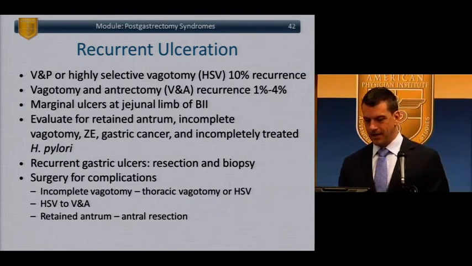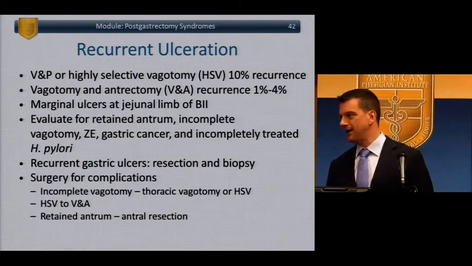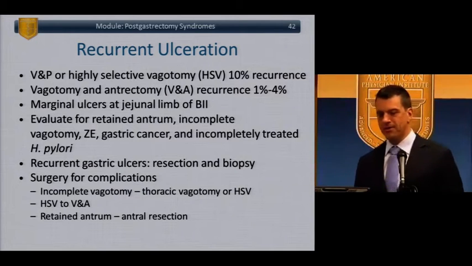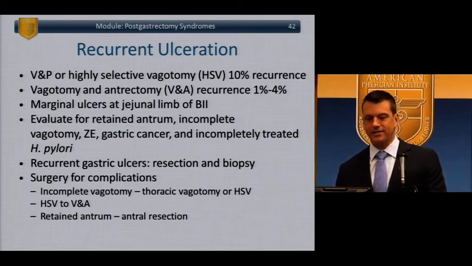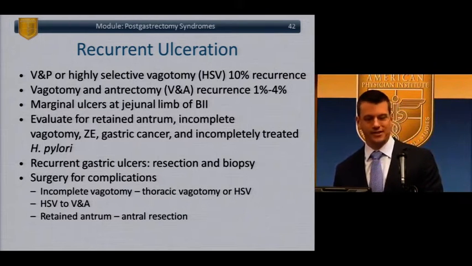Other options, again, for thoracic vagotomy, if you really need to get up that high, people can put in a scope now and get your vagus higher up. You can convert from highly selective to total vagotomy. If there's retained antrum, unfortunately, you need to consider an antral resection.